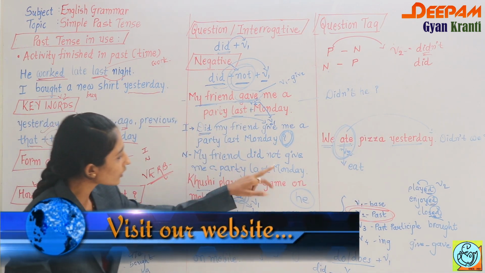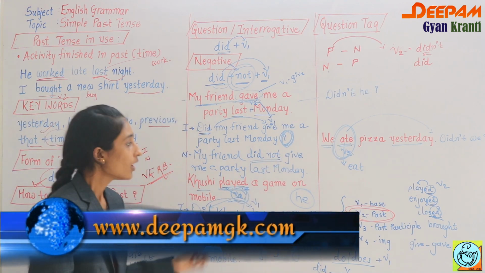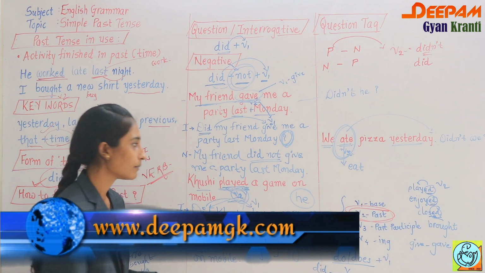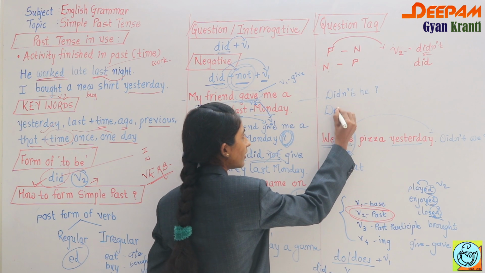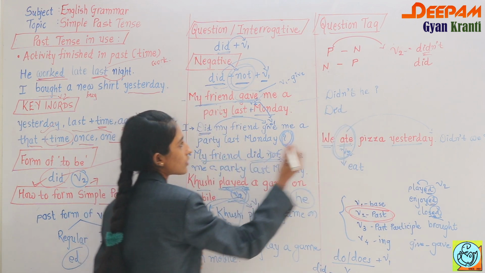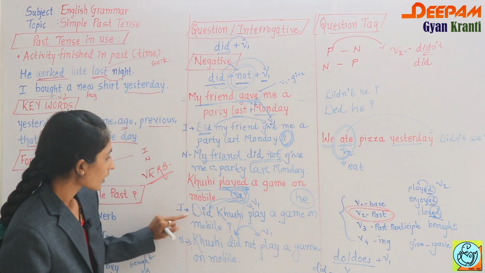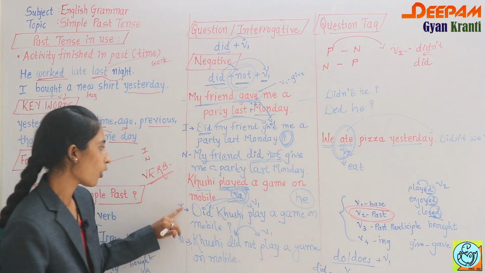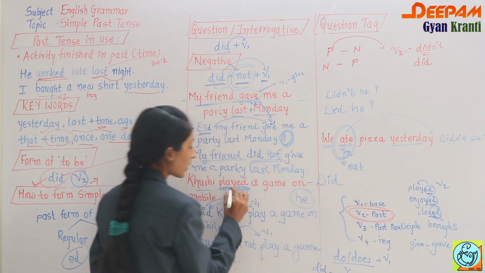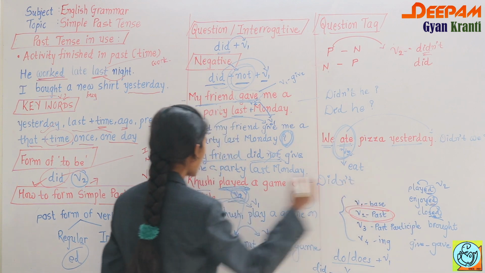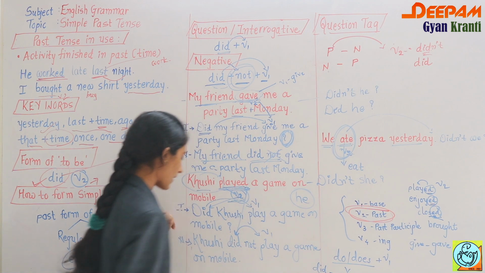Now say, my friend did not give me a party last Monday. So did not is negative, so we have to form the question tag in positive. So we have to remove not. So did, and with my friend we have to use he, question mark. Then Khushi played a game on mobile. So positive and V2. So for Khushi, positive, we have to use didn't, and which pronoun do we have to use? So didn't she, question mark.